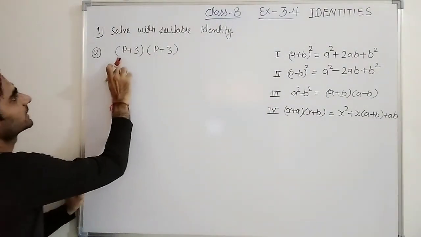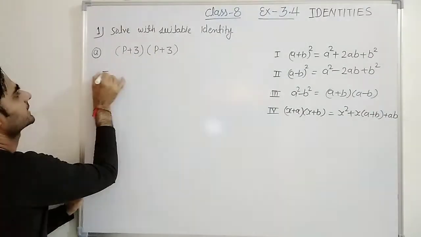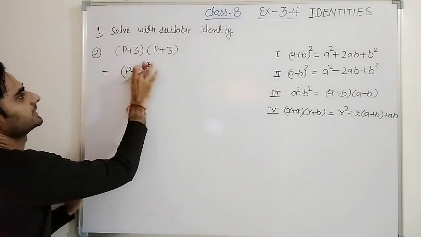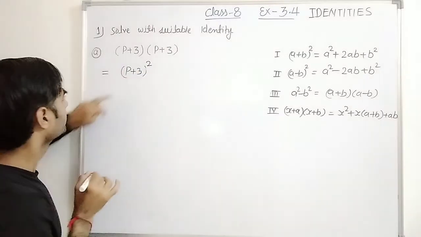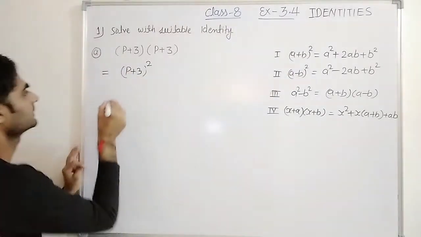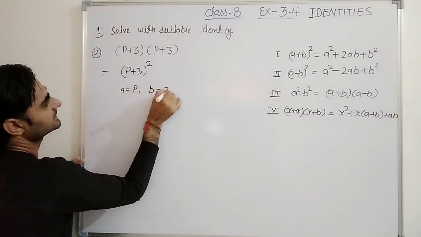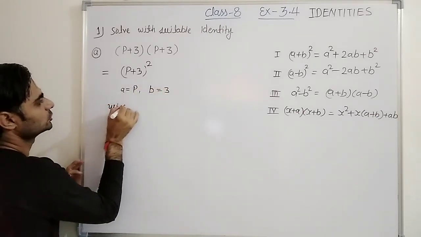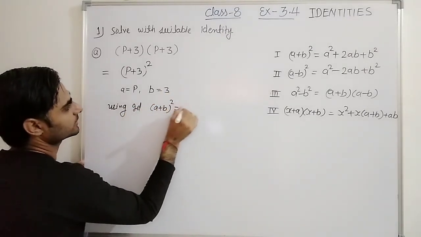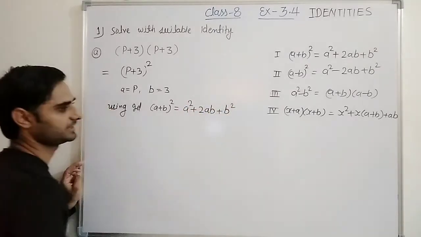See here. First one, p plus 3, both are same, right? Same as it is, both are. So can you write here p plus 3 whole square. No need to multiply, just write whole square. Right? P plus 3 whole square. Here first I write a plus b whole square. Here a is p and b is 3. So what you will write? Using identity. You have to write with every question. a plus b whole square is equal to a square plus 2ab plus b square.